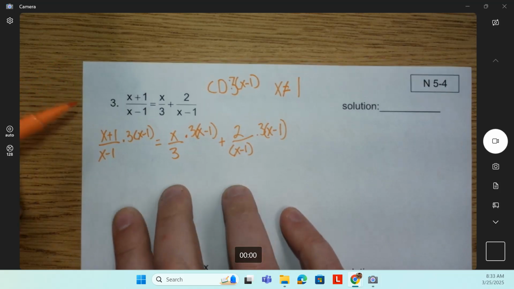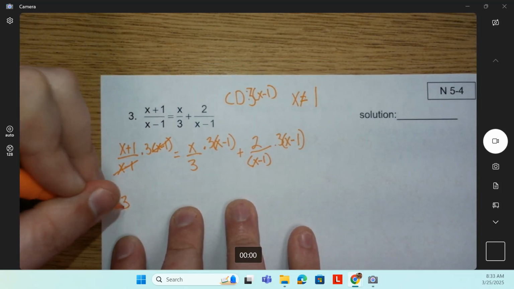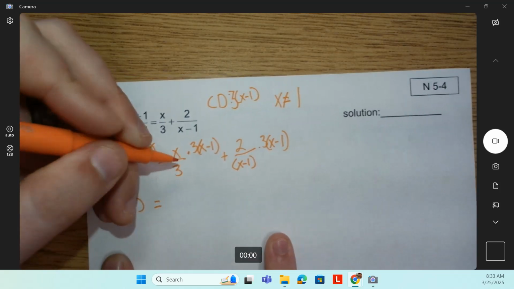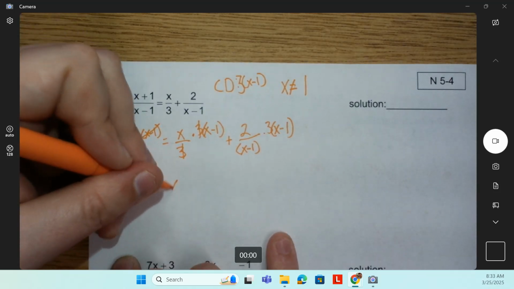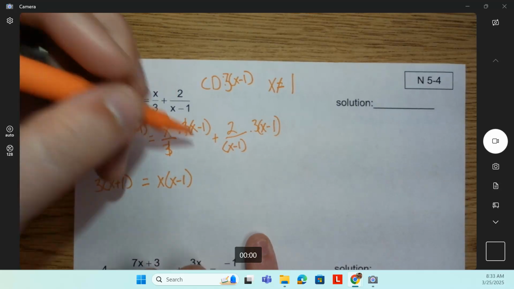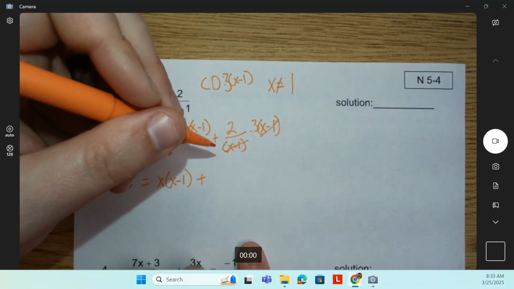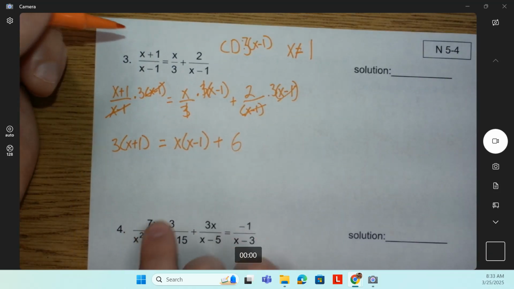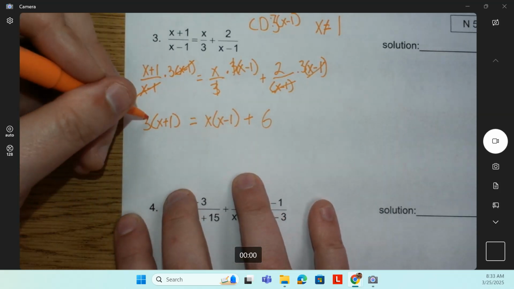And so as I work through this, x minus 1 and x minus 1, giving me 3 times x plus 1 is going to equal, I have 3's that cancel out, give me x times x minus 1. And then my last one, x minus 1's cancel out. I'll have plus 6. So it looks like what's going to happen here is it's going to give us a quadratic. So I have the potential for 2 solutions.